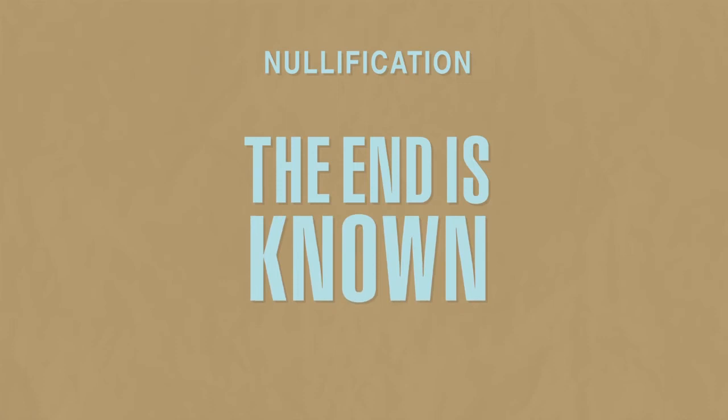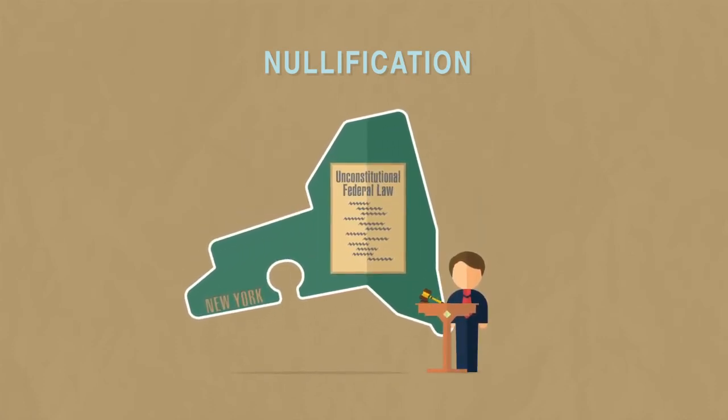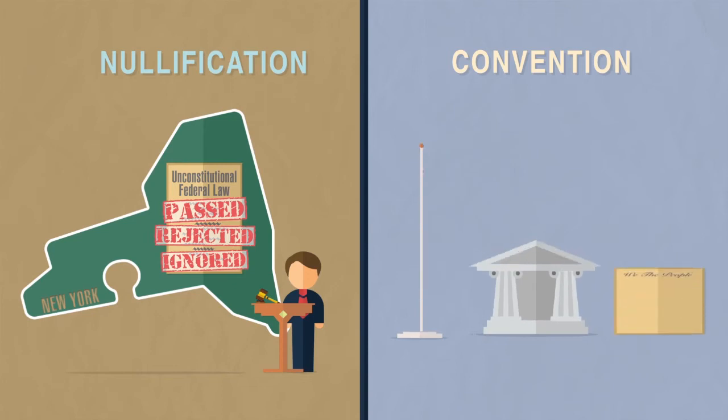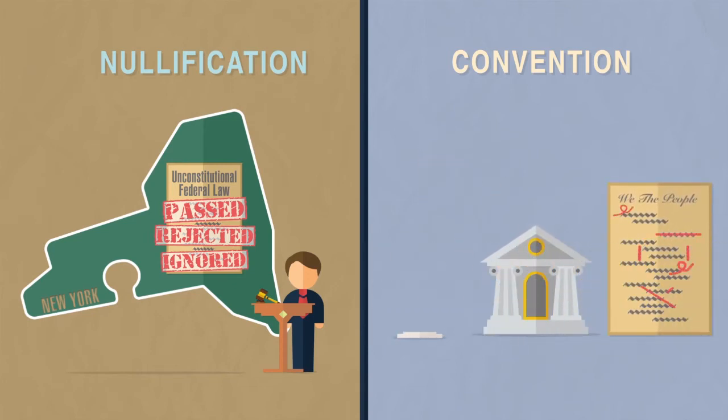As you can see, with nullification, the end is known. First, a bill is introduced in a state legislature invalidating an unconstitutional federal law within that state. Next, that bill is passed, rejected, or ignored. With a convention, the end is unknown. Such a convention would have the inherent power to be a runaway convention and completely rewrite the Constitution. So what do you feel more comfortable with?